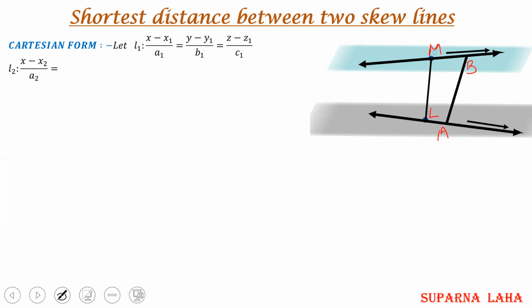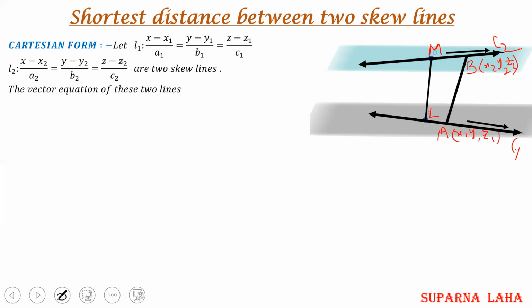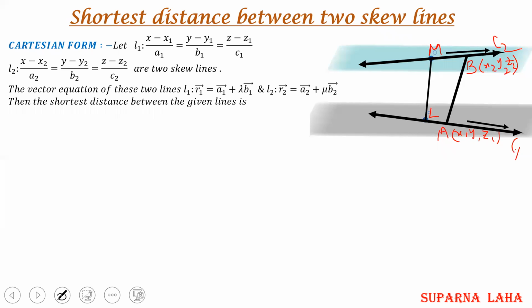Now just take two equations. Take any arbitrary point on the first line, which is x1, y1, z1, and B is x2, y2, z2. The directional ratios are proportional to A1, B1 and C1 for the line L1, and for the line L2 they are proportional to A2, B2 and C2. So in the vector form of these two equations we can write down. If we compare this vector form and the Cartesian form, from here you can write down the vector A1, vector B1, vector A2 and vector B2.